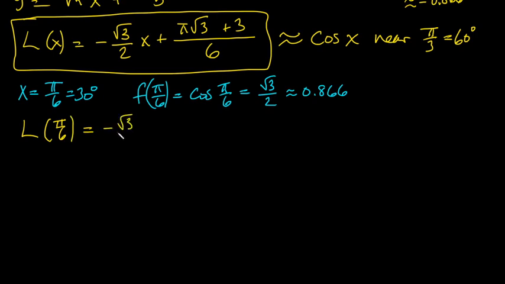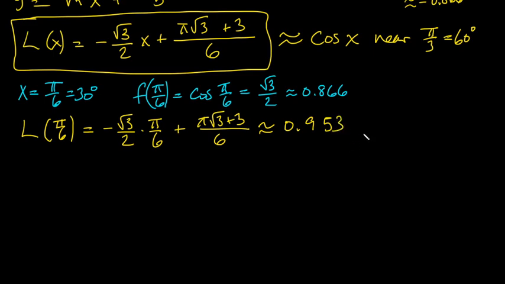Well, it's negative square root of 3 over 2 times pi over 6 plus this number, pi square root of 3 plus 3, all over 6. So you plug all this in your calculator. Again, you can think of this as the exact version of the approximation, but the approximate version of the approximation. My calculator says that this is about 0.953. So not too bad, but not great either. We're off by less than 0.1.